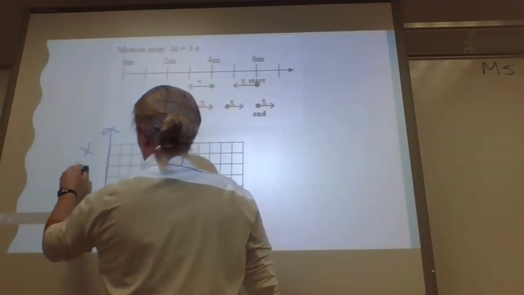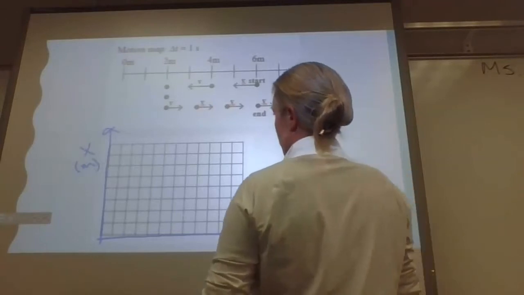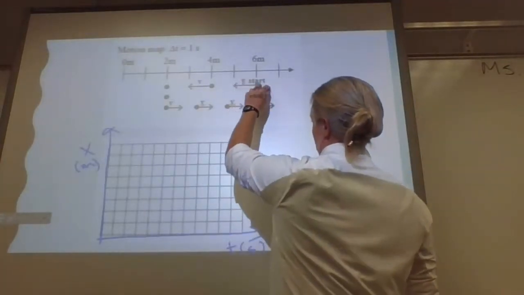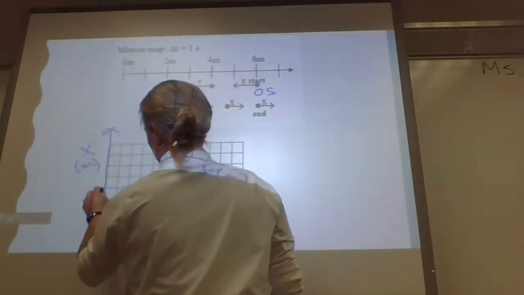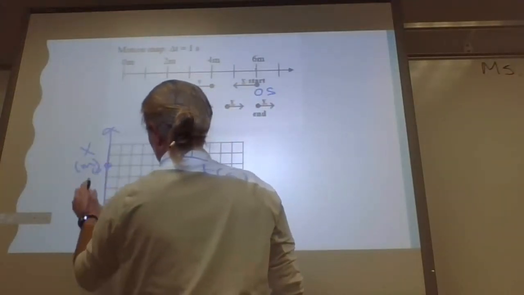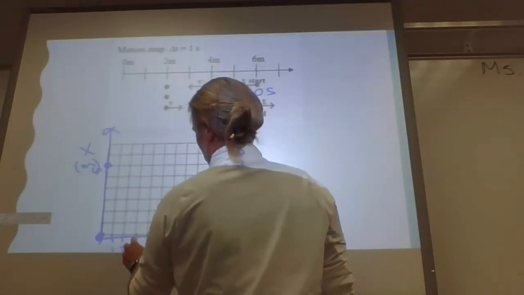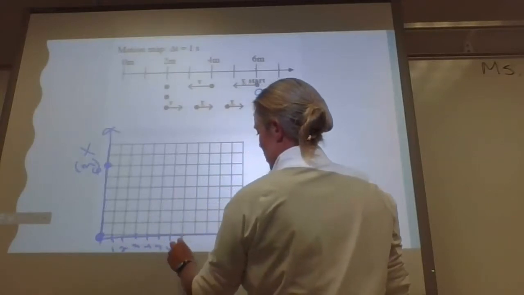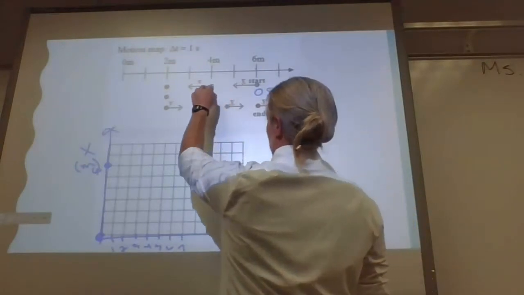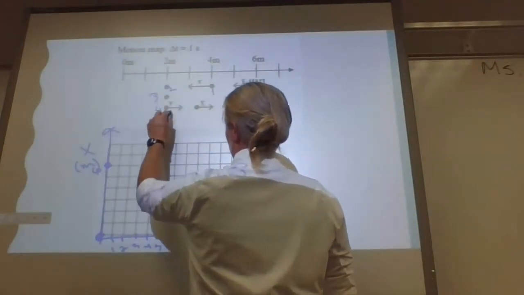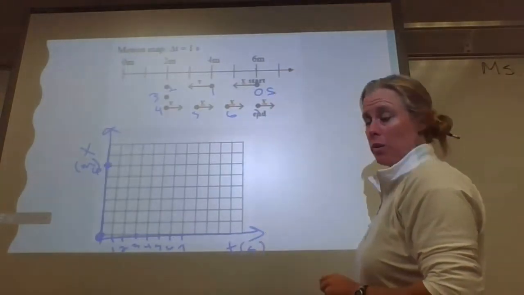X for position, and then T for time, okay? And this is where we start. At 0 seconds, I'm at 6 meters. One of the things that I find helpful is just start labeling: 1, 2, 3, 4, 5, 6, 7. So there's a total of 7 seconds going on here.